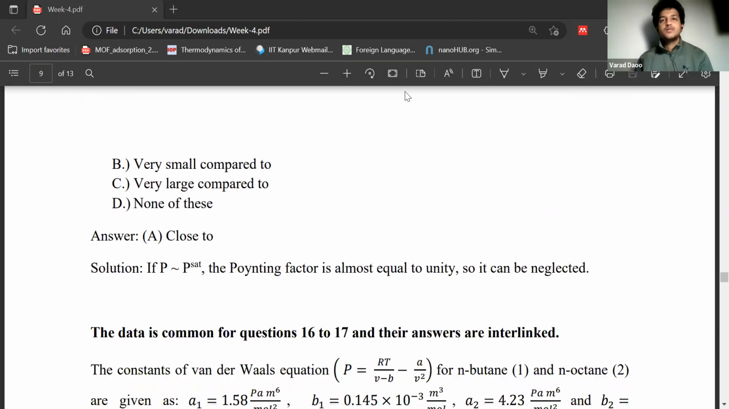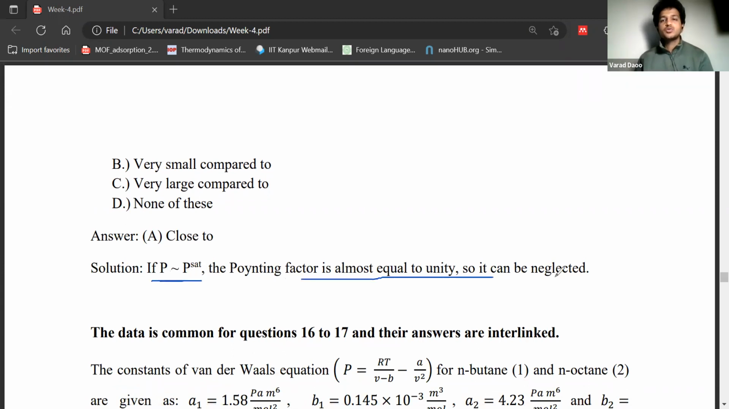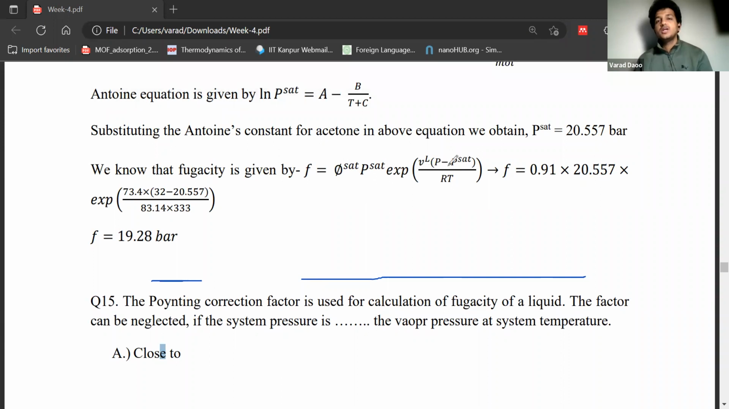Right. So the answer is, if P is equal to P sat, the Poynting correction factor is almost equal to unity. You can look at it from here also, right? So if we just put P almost equal to P sat, what will be the exponential of 0, e to the power 0? That is nothing but 1. This is the Poynting correction factor, right? It will come to 1.